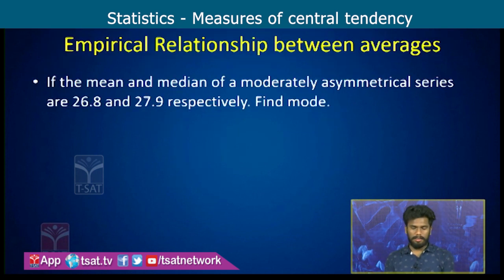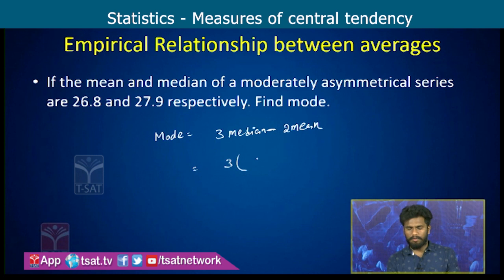So let us see examples here. If the mean and median of a moderately asymmetrical series are 26.8 and 27.9 respectively, find the mode. So that's a direct question. Mode is equal to 3 median minus 2 mean. 3 times the median, which is 27.9, minus 2 times the mean, which is 26.8.